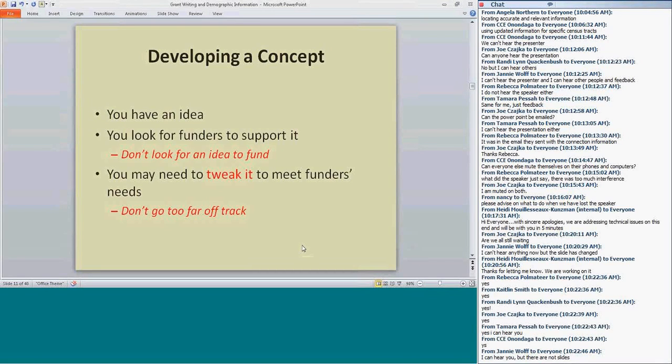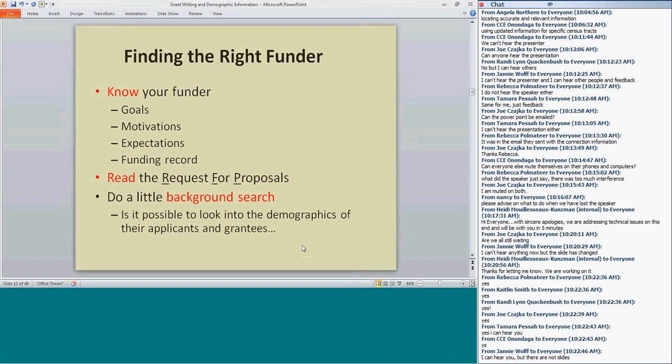You may need to tweak it to meet funders' needs, but it's really important that we don't go too far off track in that process, because in doing that, we're really getting sidetracked and taking us off of our mission as we go along. But in developing that concept, and this ties into this next slide in terms of finding the right funder, it's really important to think broadly.